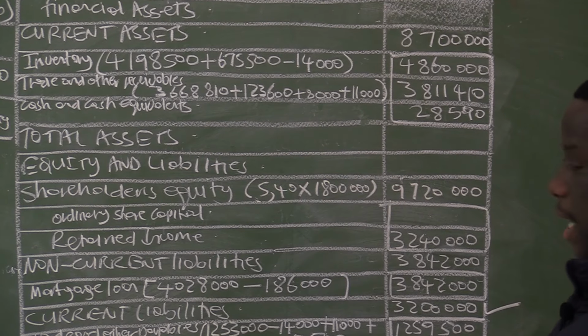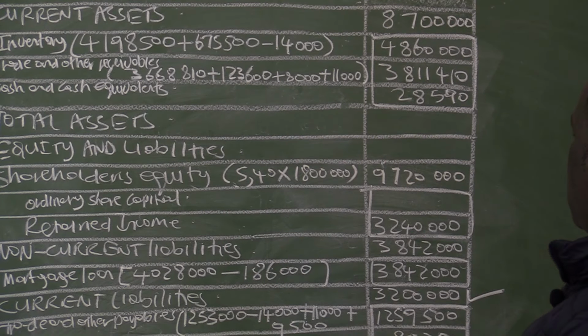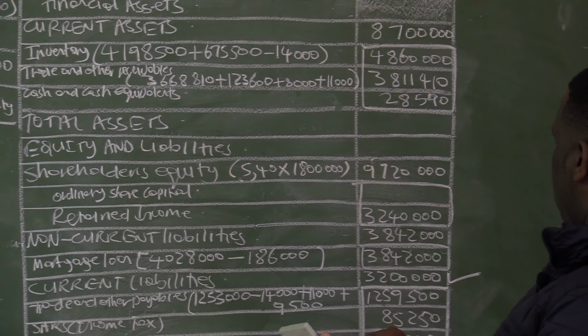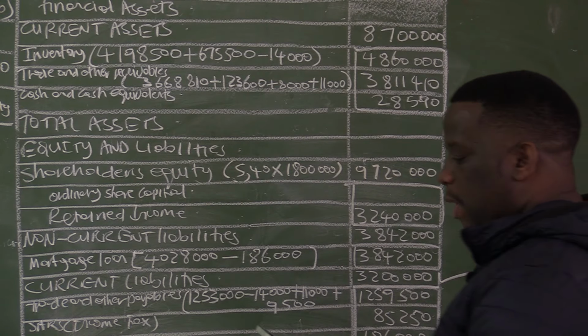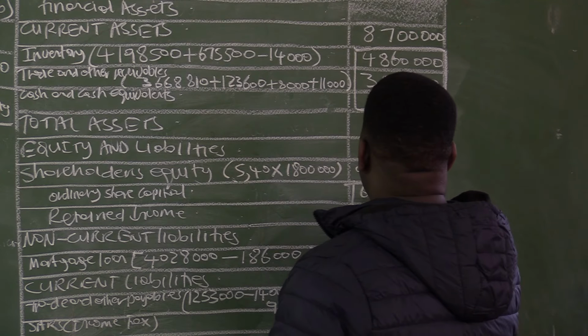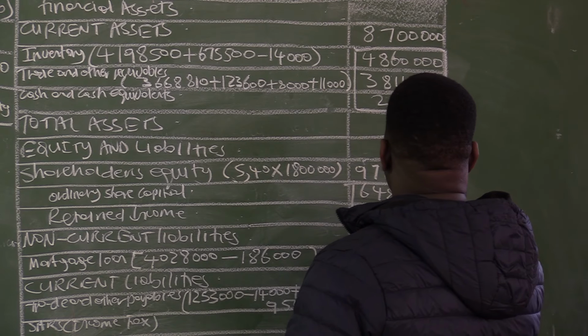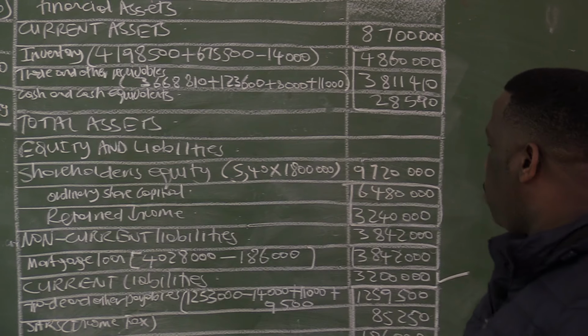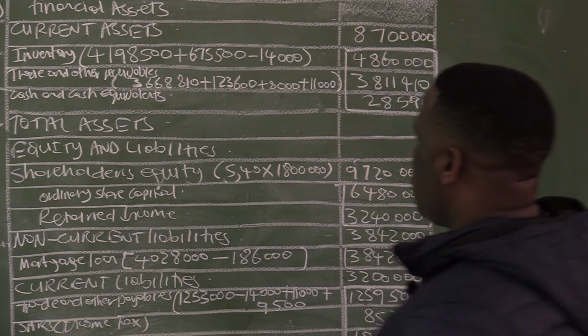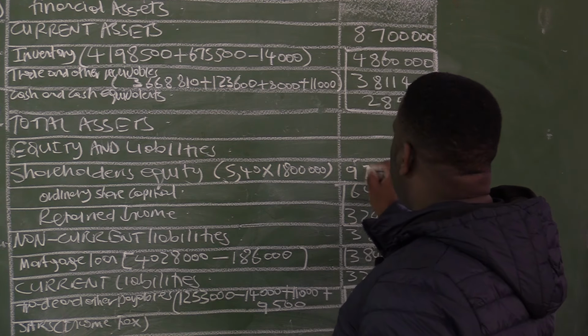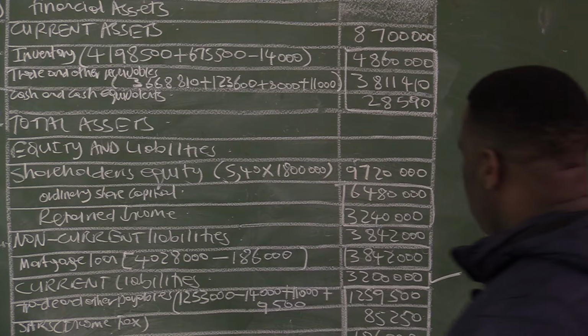Ordinary share capital and retained income. So 9,720,000 minus 3,240,000 equals 6,480,000. And if you take this 6,480,000 and add it to 3,240,000, you should get 9,720,000, which is our ordinary shareholders' equity.